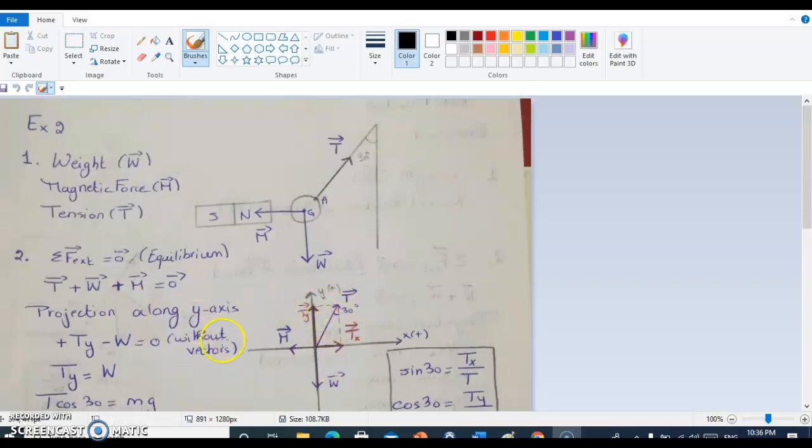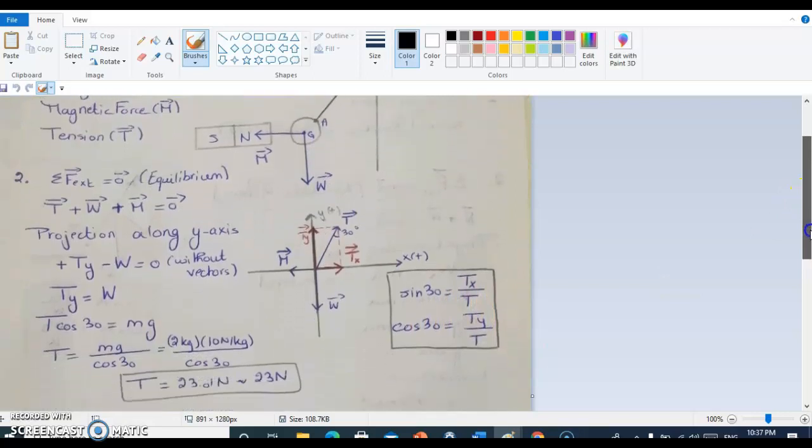Now when you project, you no longer use vector notation. You have plus Ty upwards in the positive sense, minus W in the negative sense, equals 0. So Ty equals W. And here aside, you can see that this is the angle 30 degrees. The side facing it is Tx. So sine 30 is opposite over hypotenuse, which is T, so sine 30 is Tx over T. And cosine 30 is Ty over T. So now Ty is T cosine 30 equals mg, then T, which we are looking for, is mg over cosine 30. It's 23.01 newtons, which is approximately equal to 23 newtons.